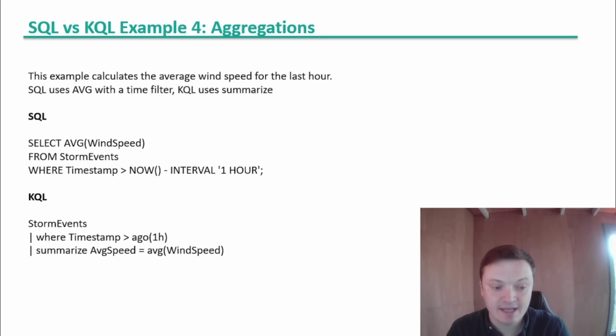Whereas in KQL, you have storm events, the table name, and then you'd have the where first. So you have where timestamp is greater than 1 hour ago, and then you have summarize, average wind speed equals AVG, and then open brackets, column name.